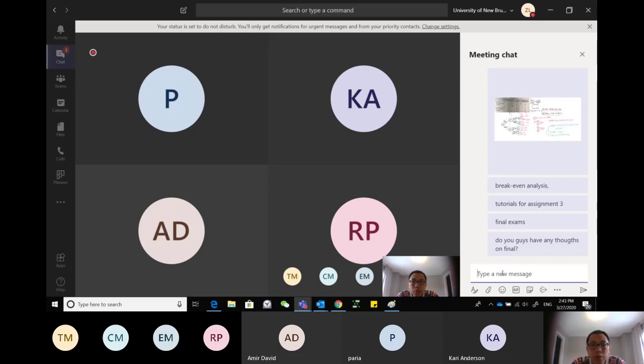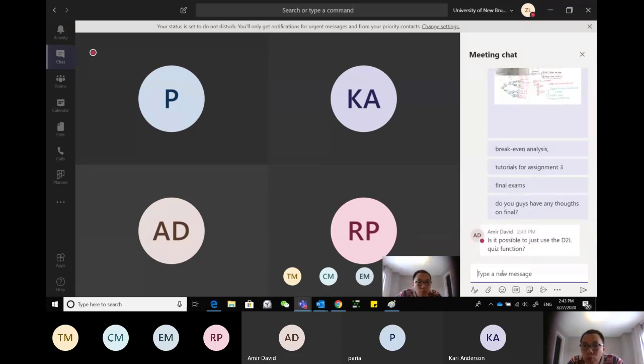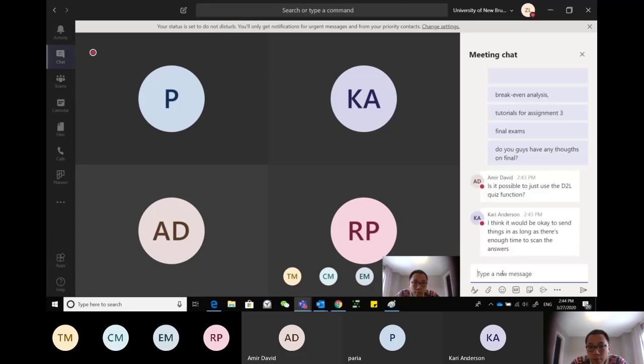Are you guys okay with, or is it possible to just use the D2L quiz function? Yeah, that's possible. I can look into that and do the D2L quiz function. But that I can only do for single choices. My thinking is we're gonna have some single choices, and then we have 2 or 3 questions for calculation.